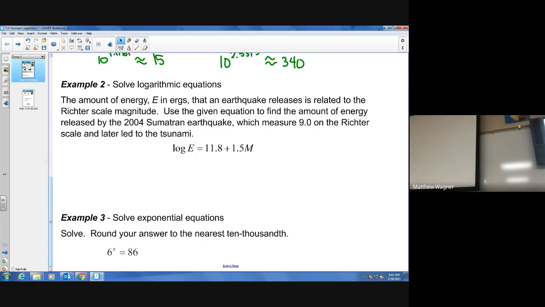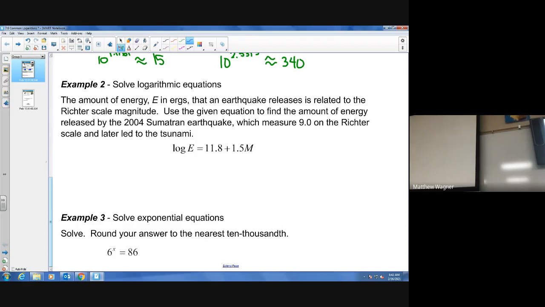So looking at things, we're going to use this equation to find the amount of energy released by the 2004 Sumatra earthquake, which measured 9.0 on the Richter scale and later led to the tsunami in the Philippines, I believe. All right. I actually watched a special on that this summer. Insane. Or no, it was a Dateline actually on the tsunami. Crazy. Absolutely crazy and insane.